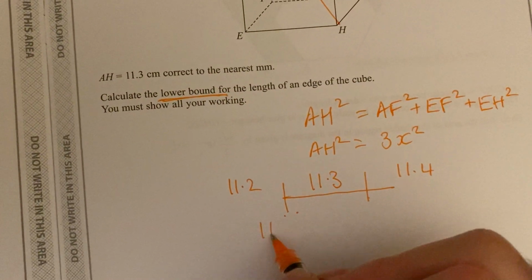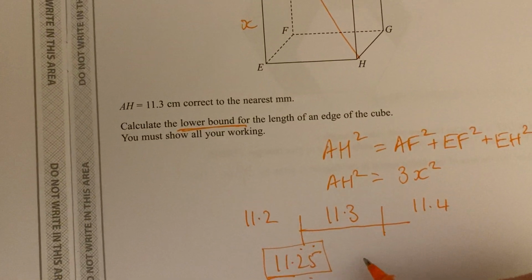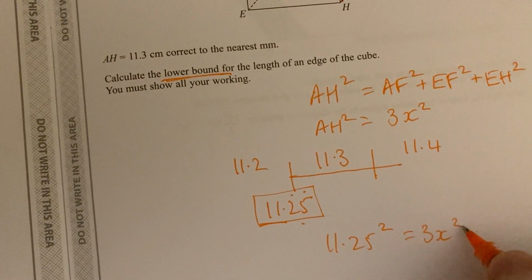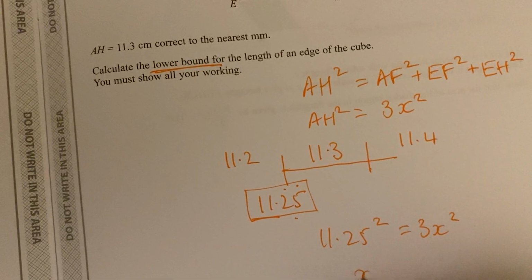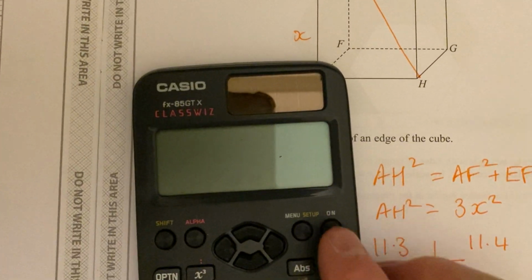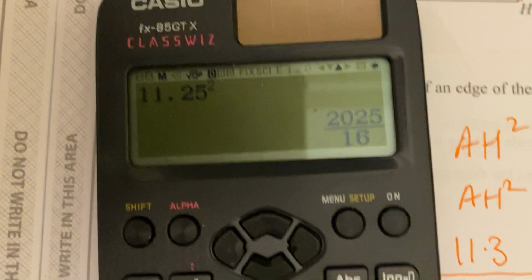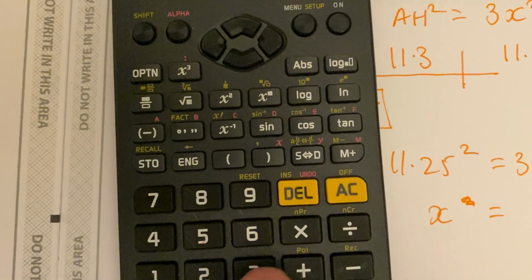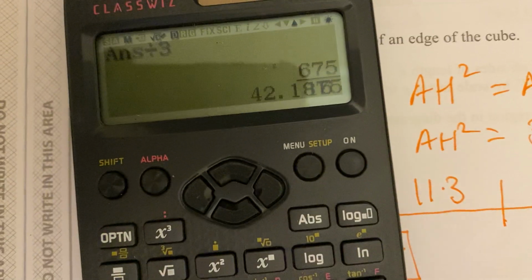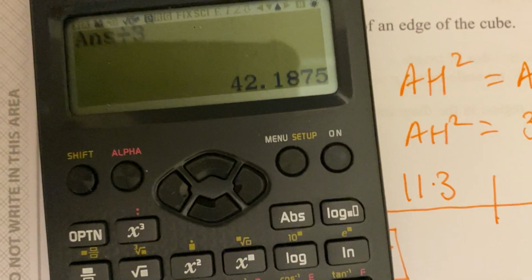So I'm going to focus on 11.25. What if it was 11.25? Therefore 11.25 squared equals 3x squared, and I can work out what x is. I get my calculator and do 11.25 squared, equals. Then I divide by 3, equals, not clearing everything. I could jot that down just to keep some note of things: 42.1875. And then I'm going to square root that.